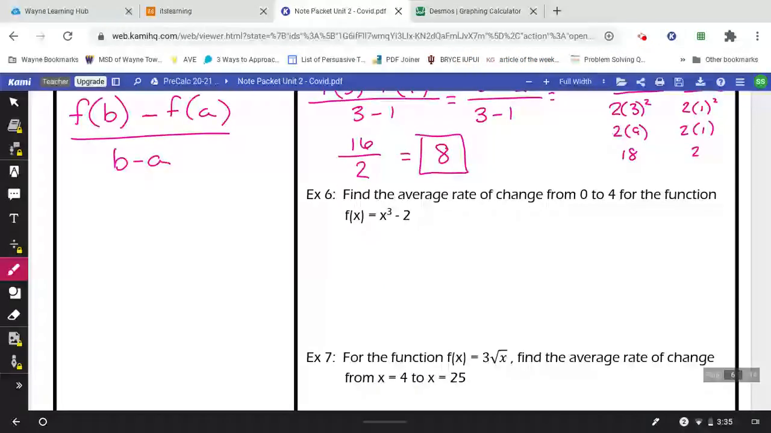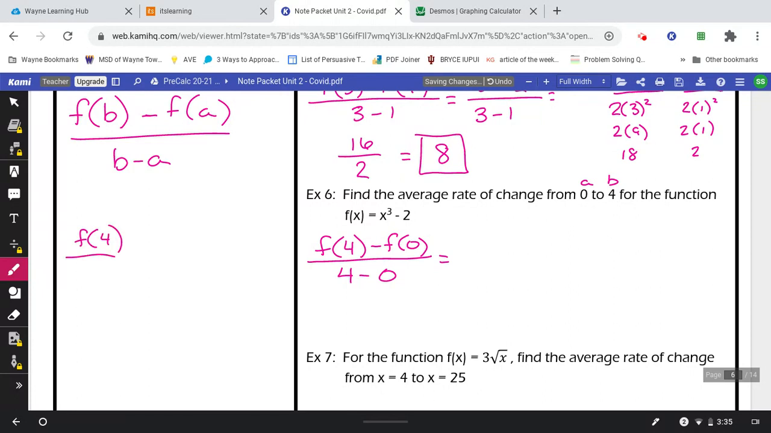For the next one, set it up the same way. So we would do f of 4 minus f of 0. So that's your a and your b over 4 minus 0. Again, kind of come off to the side. I have space over here, so I'll do that. F of 4, 4 to the third power minus 2. That's 64 minus 2, which is 62. I'll plug that in right there.